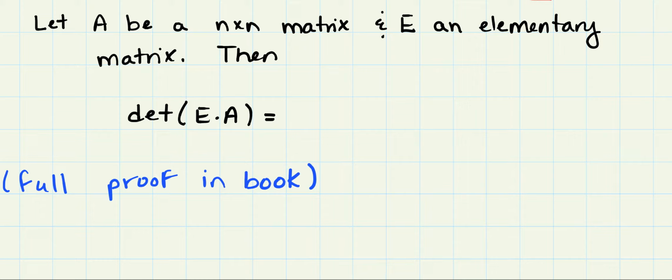Now let's look at something interesting. If we have an n by n matrix, any n by n matrix A, and we multiply that matrix by an elementary matrix, then the determinant of the elementary matrix times A is going to be equal to the determinant of the elementary matrix times the determinant of the matrix A. The full proof is given in the book, but we'll give a proof for when the elementary matrix is a type 2.